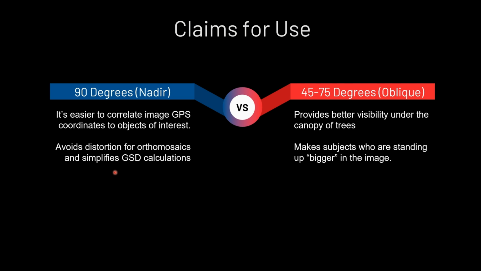Another claimed advantage to -90 degrees is that it avoids distortion for creating orthomosaics and greatly simplifies GSD calculations. And we will, of course, dive into each of these in a moment. On the oblique side, the claims for why it is beneficial: it provides better visibility under a canopy of trees, and it makes subjects who are standing up appear bigger in the image.